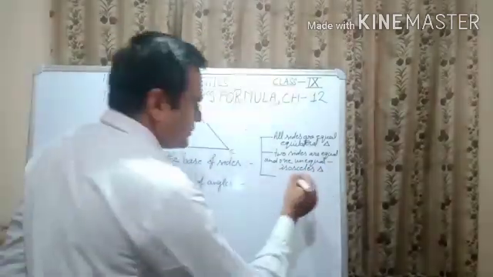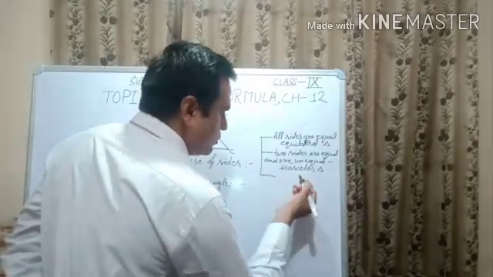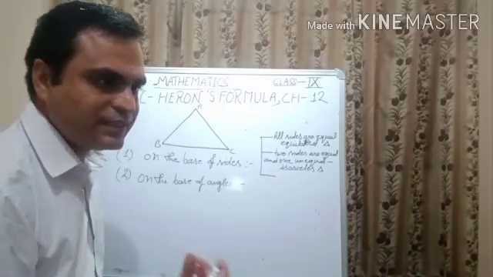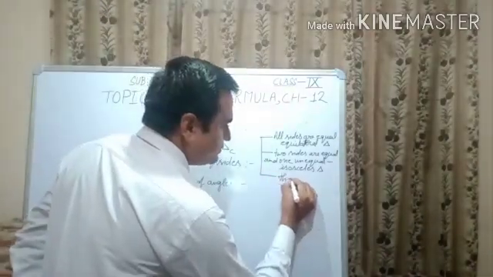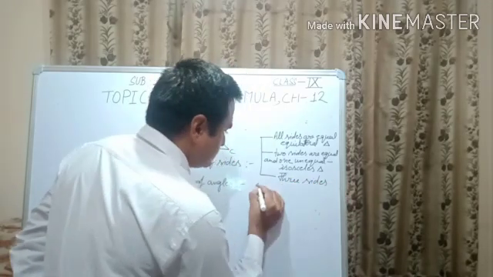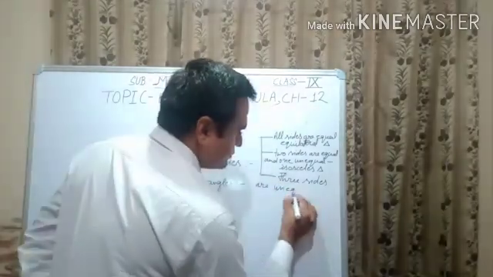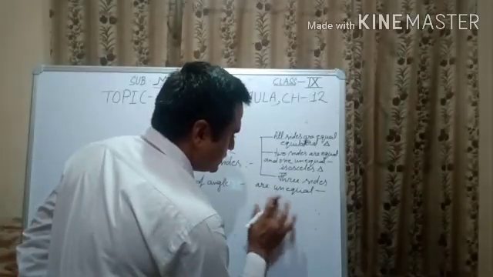And the third is a triangle which has all 3 sides unequal, or in another word we can say that if a triangle has all 3 sides different from each other, 3 sides unequal, then the triangle is scalene triangle.